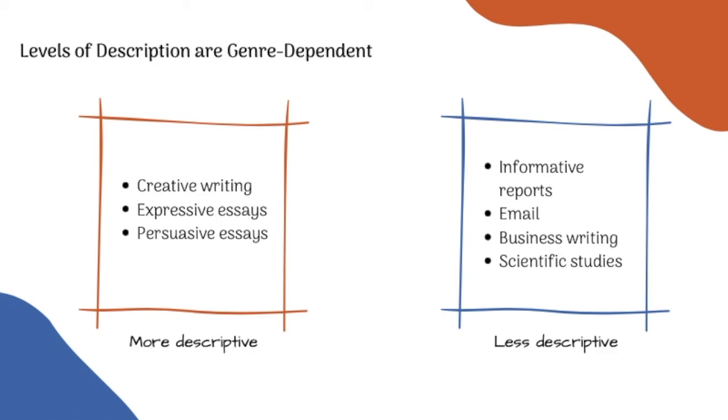Less descriptive types of writing include informative reports where you're more focused on the facts than making the audience imagine the experience. Emails, business writing, and scientific studies are all types of writing that are usually less descriptive. Part of your job as a writer is deciding how descriptive this particular thing should be and adjusting your writing to meet those needs. However, if you're getting feedback that says show, don't tell, that's a sign that at least that reader thinks your writing needs to be more descriptive for this particular goal.